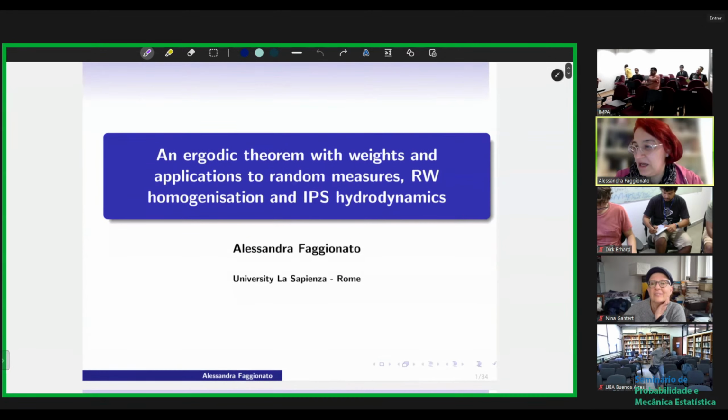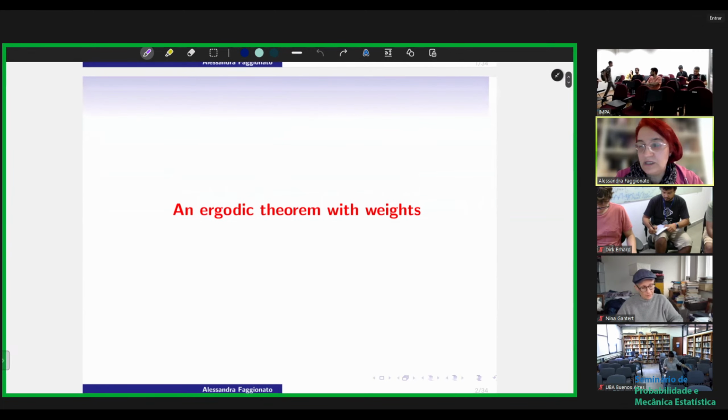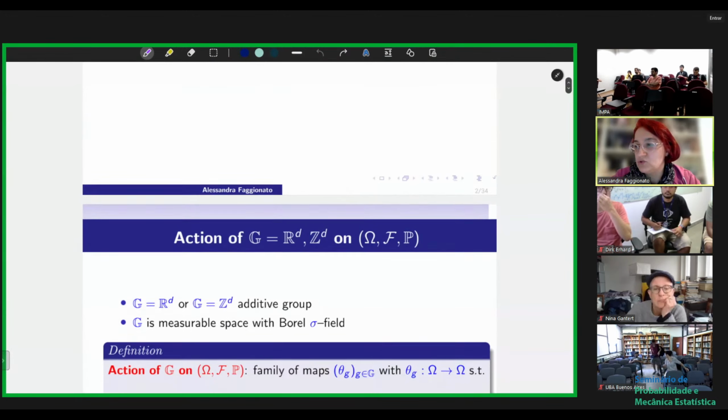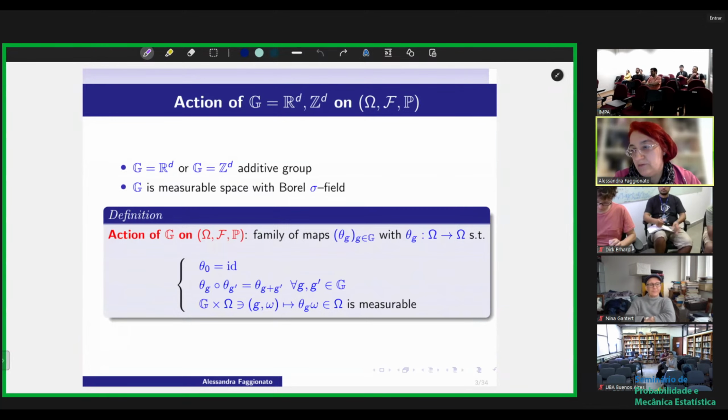Okay, I will first discuss generalized ergodic theorems and then move to the applications. So the first part of the talk will be rather abstract, very general in some sense. I want to start with the ergodic theorem with weights, and I want to recall the multidimensional Birkhoff ergodic theorem. This is also an occasion to recall a fundamental concept in ergodic theory, which will be used very much in what follows, which is the action of a group on the probability space.